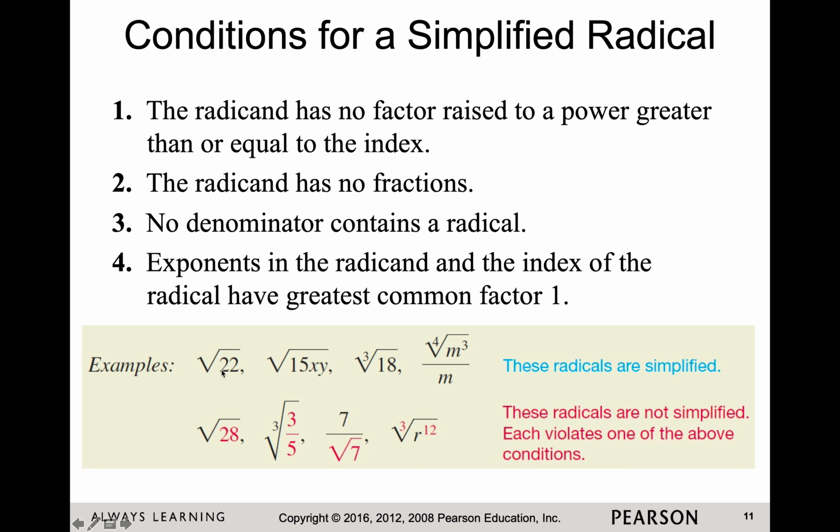These radicals are not fully simplified. What's the difference in the square root of 22 and the square root of 28? The difference is 28 has a factor that can be taken the square root. Okay, so I can factor 28 to where I can take a square root. That's the difference here. Then I can't have a fraction underneath a root. I've got to make that the cube root of 3 over the cube root of 5, and then get rid of the 5 in the denominator. 7 over square root of 7 is not fully simplified because it has a root in the denominator. The cube root of x to the 12 is not fully simplified because you can do 12 divided by 3, and that is a whole number.